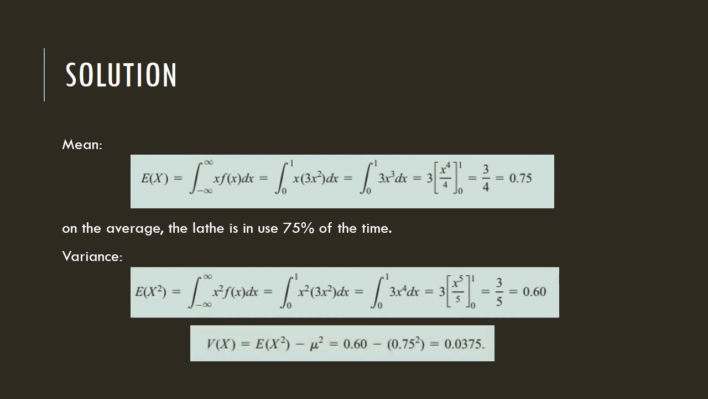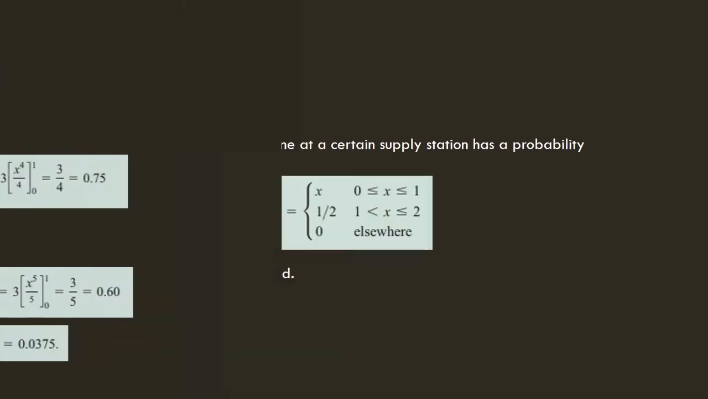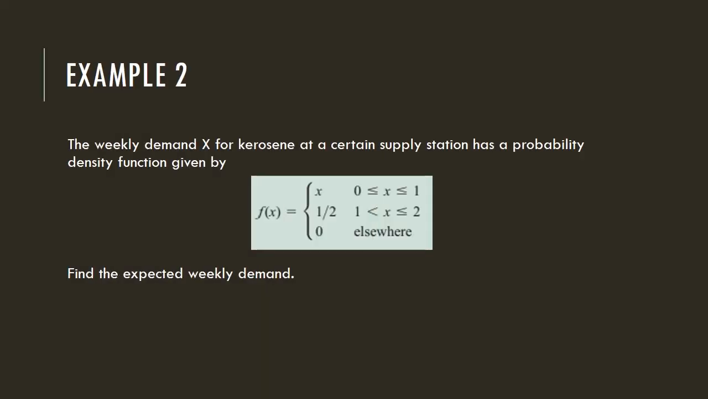So now we have the expected value of X squared, which is equal to 0.60. To calculate the variance, we just substitute: the expected value of X squared minus the mean squared, which is equal to 0.60 minus 0.75 squared, which is equal to 0.0375. Example number 2. The weekly demand X for kerosene at a certain supply station has a probability density function given by f of x is x when x is between 0 and 1, and 1/2 when x is between 1 and 2, and 0 elsewhere. Find the expected weekly demand.